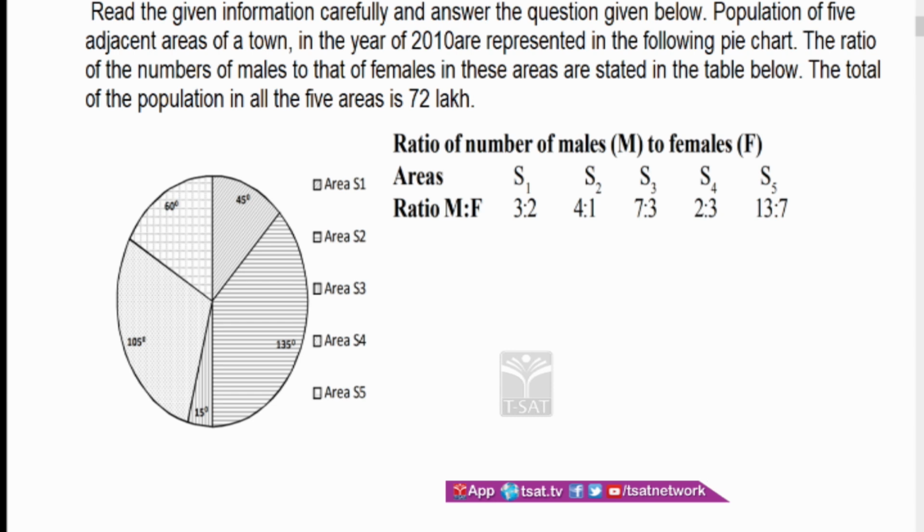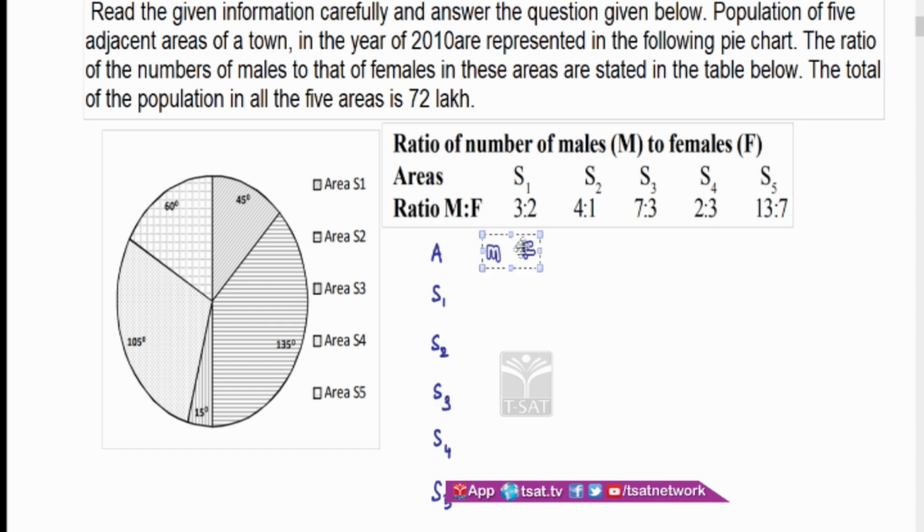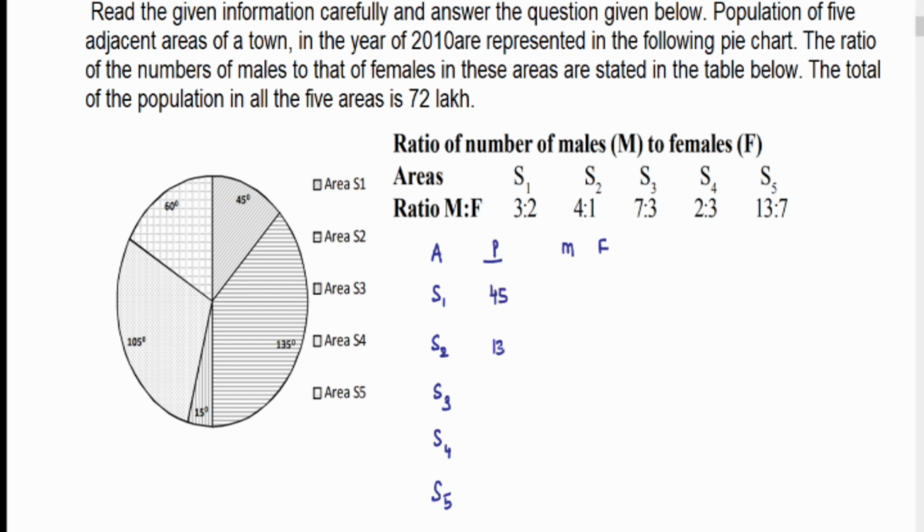Now I'm just taking the areas first. Area S1, S2, S3, S4, S5. The male to female ratio is given in the same box here. So male and female. First write down the population here. S1 it is 45, S2 it is 135, S3 it is 15 degrees, S4 105, S5 60 degrees. Now I am asking you to divide these degrees in the given ratio.